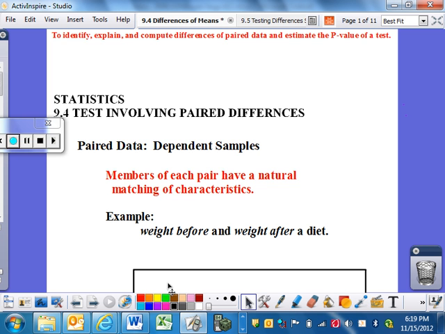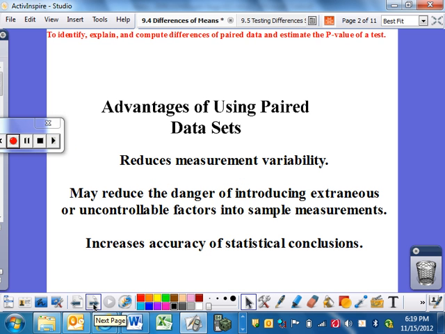So an example, I've already talked about this before. If you go on a diet, you might take your weight before the diet and then take your weight after the diet. That's a dependent situation. It's the same person that you're going to take the weight of. Okay, so the same group, the same person, and that's going to be what happens the whole time. And what we're going to do is test to see if these dependent samples are significant.